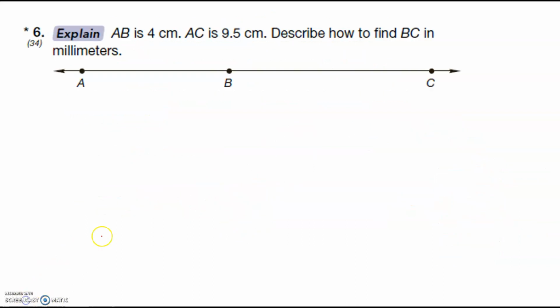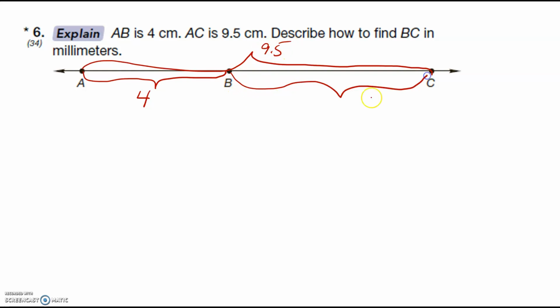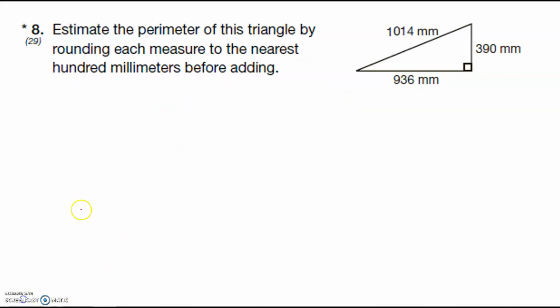Okay, AB is 4 centimeters, and AC is 9.5. It says describe how to find this in millimeters. Now, this is centimeters and this is centimeters. So it's going to be 2 steps, and I think you guys can do that. Estimate the perimeter of this triangle by rounding each measure to the nearest 100 millimeters before adding. So the nearest 100, so this is going to be 900, 400, and 1,000. And you guys can do perimeter.